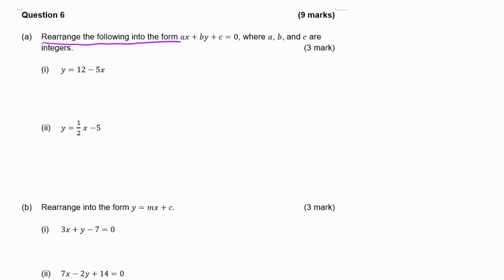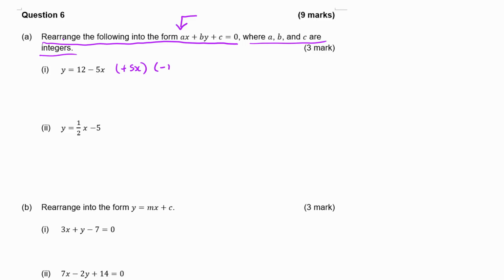Rearrange the following into the form ax plus by plus c is 0, where a, b and c are integers. The first one's fairly straightforward. Just as a pointer here, I usually try to make a positive whenever I can. So I would tend to add 5x to both sides of this, because I've got minus 5 in front of the x at the moment.